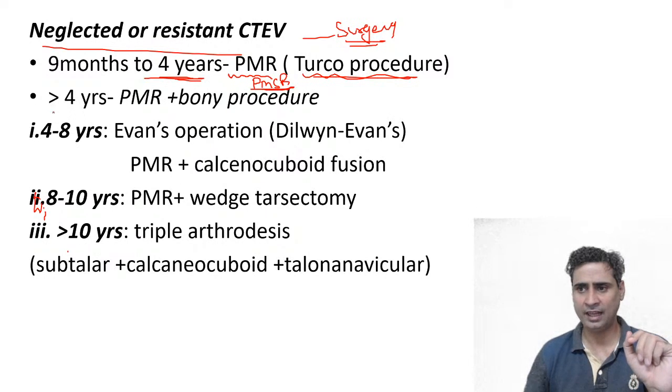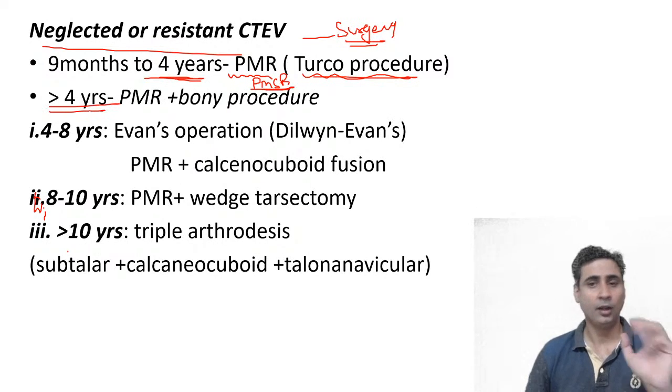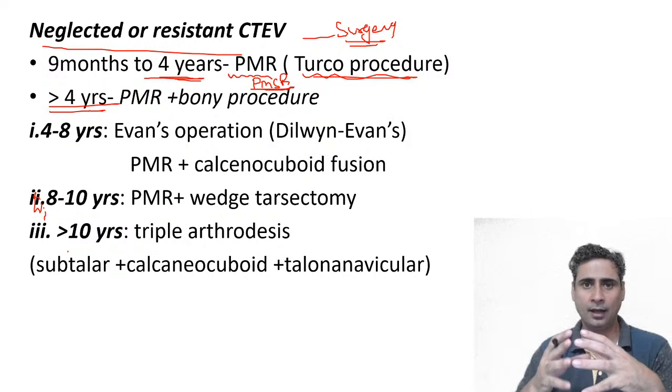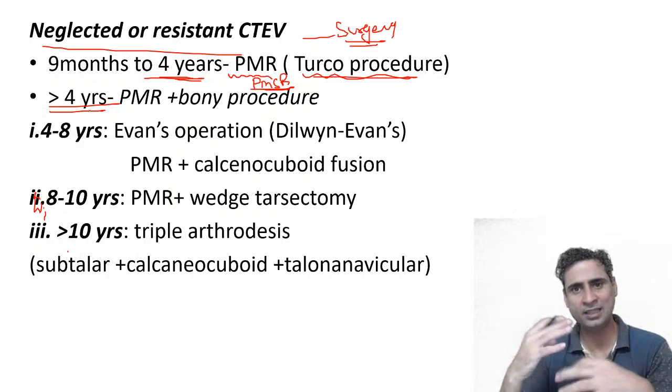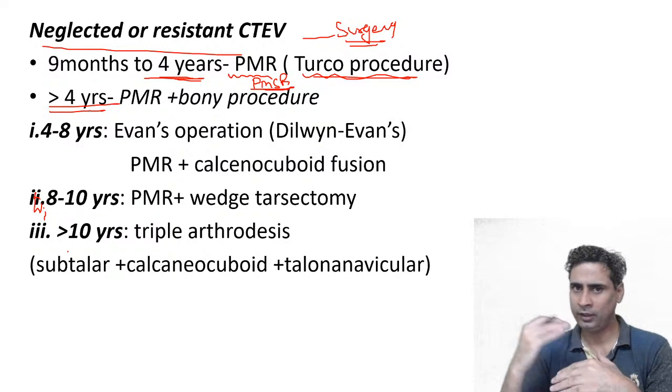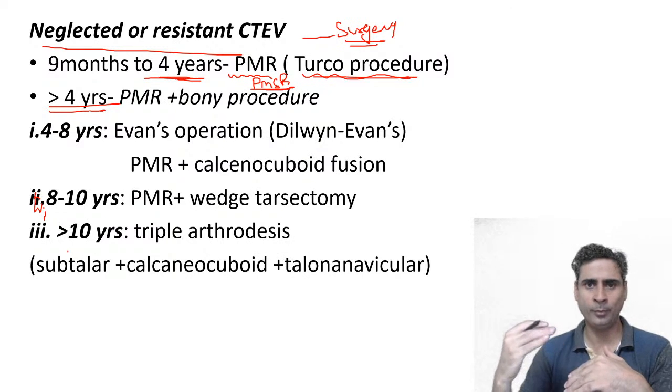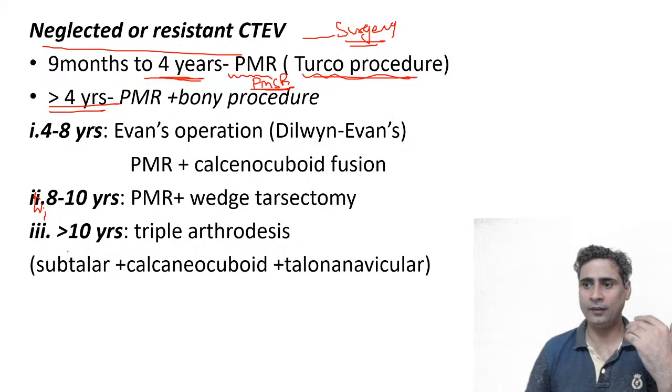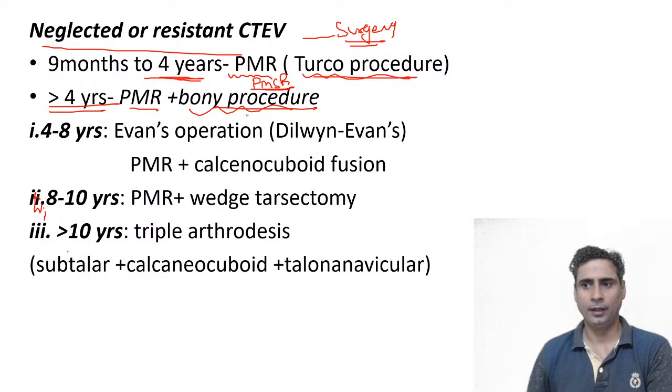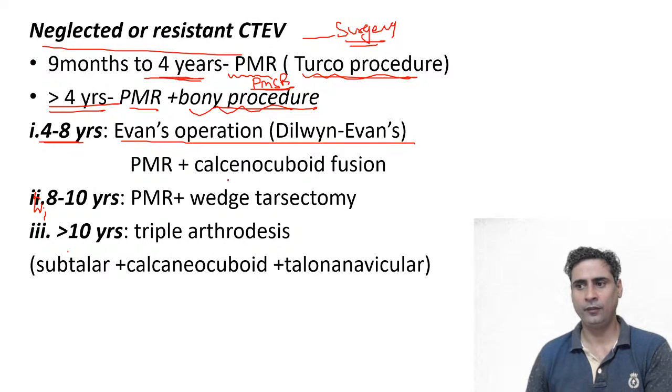If age of the child is more than 4 years, only soft tissue procedure will not help, because there are some irreversible bony changes also. So along with soft tissue procedure, that is posteromedial soft tissue release, you will have to add some bony procedure also. And between the age of 4 to 8 years, the bony procedure of choice is Dillwyn-Evans or Evans procedure, where we do calcaneo-cuboid fusion.